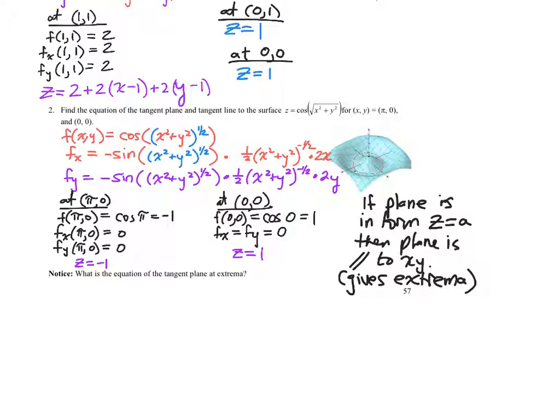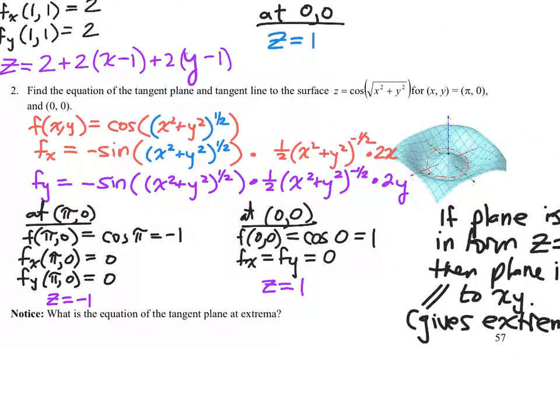Now, a little notice here: what is the equation of a tangent plane at extrema? I just kind of gave it to you. It's z equals some constant value a. But as it's been turning out, if you know that the extreme value is occurring at (a, b), then it would be z equals f of (a, b).